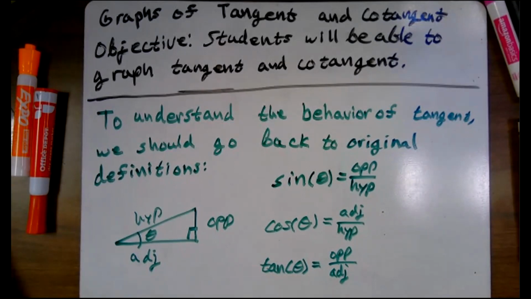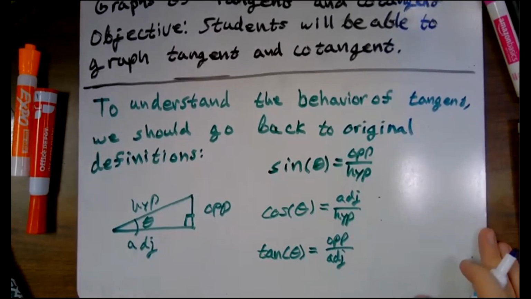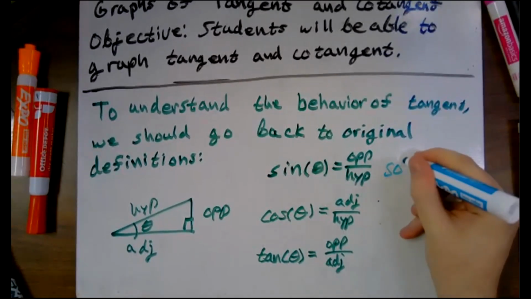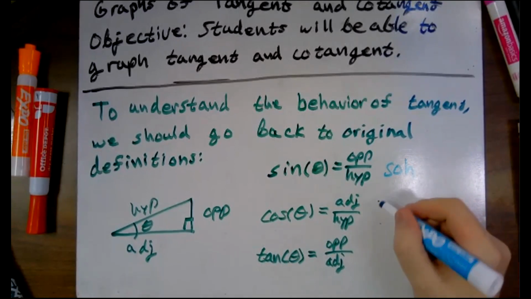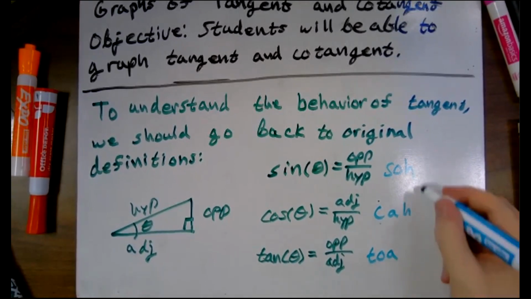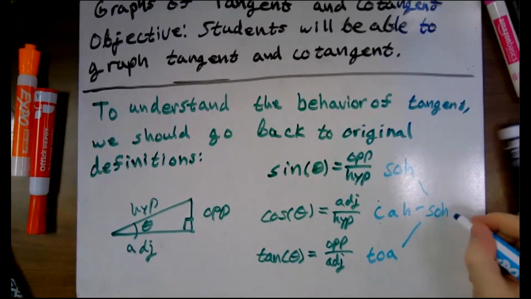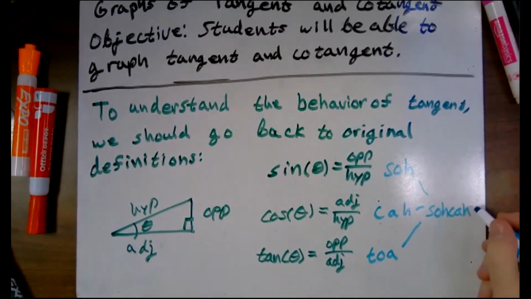By the way, you can remember these with a handy mnemonic word. Sine is the opposite over hypotenuse. Cosine is adjacent over hypotenuse. And tangent is opposite over adjacent. Their powers combine to the catchy word SOHCAHTOA. Okay, so now these are the original definitions of sine, cosine, and tangent.